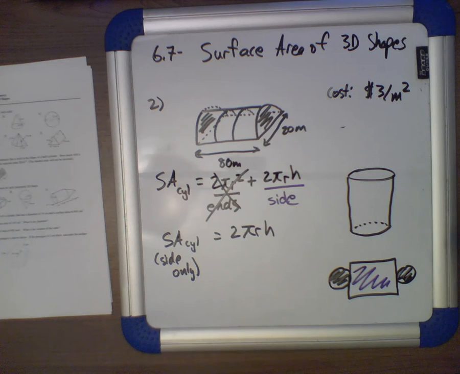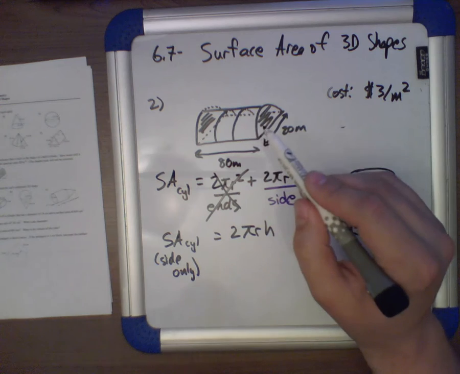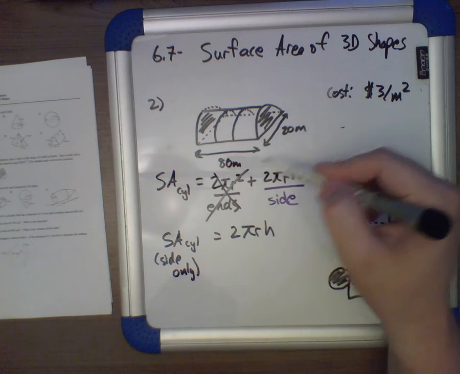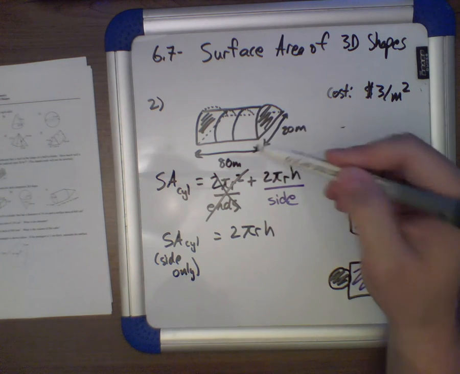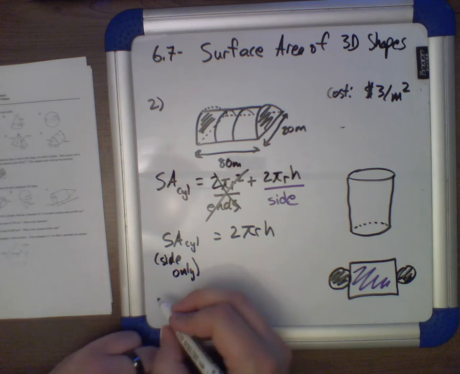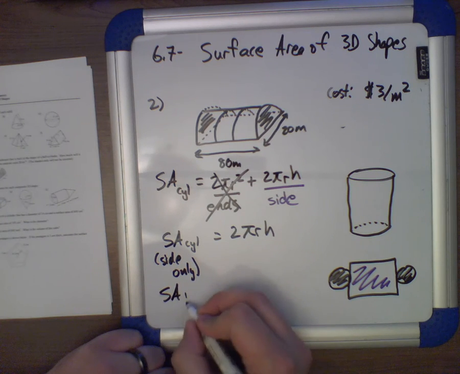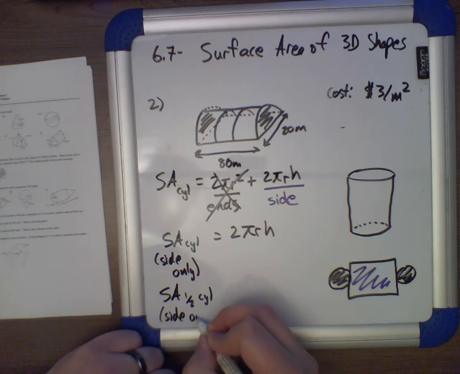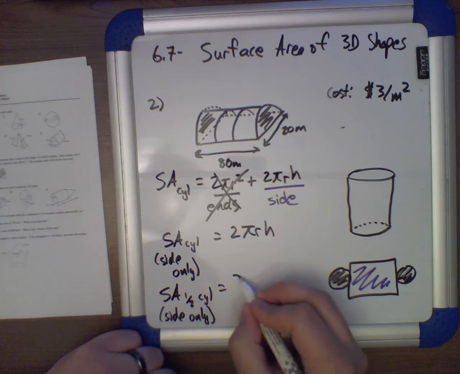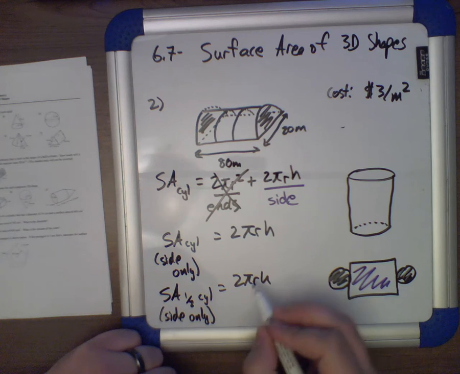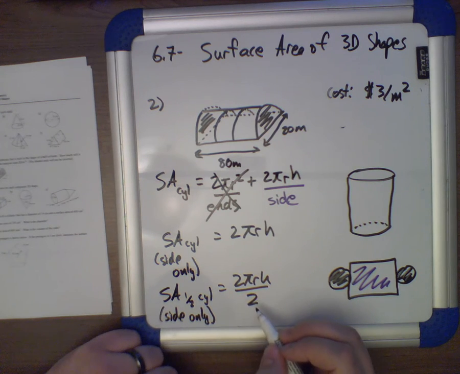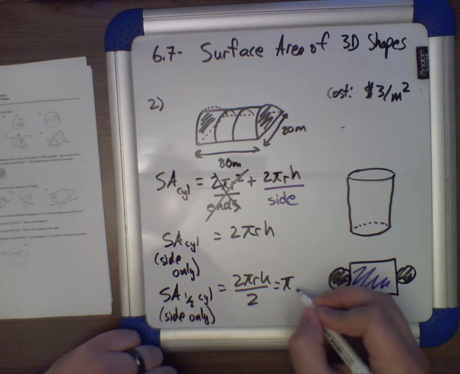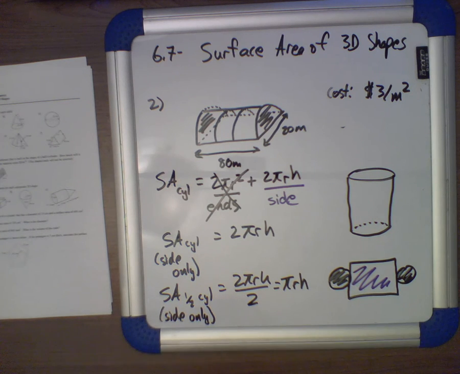Now let's also think about our specific question. What do we know about our shape? This is not a whole cylinder. So I'm going to calculate the surface area of the side, but I only need half of it. So surface area of a half cylinder, side only. We're going to take our equation, 2 pi r h, and divide by 2. The 2's are going to cancel out, so I can rewrite this as simply pi r h.